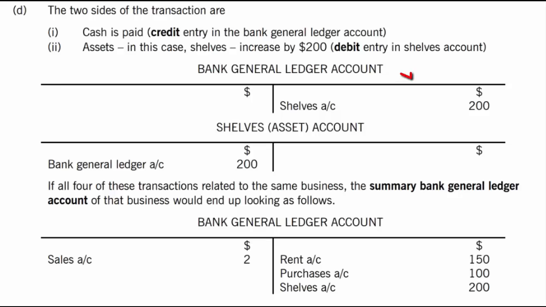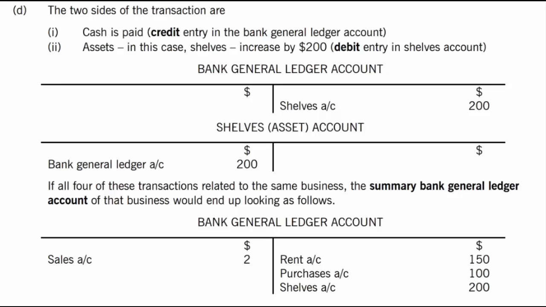1. Cash account, asset. Cash decreases because it was used to pay for the shelves. This is recorded as a credit. 2. Shelves account, asset. The shelves account increases to reflect the purchase. Assets increase with a debit. Recording in ledger accounts. Bank general ledger account, cash, credit $200. Shelves account, debit $200.